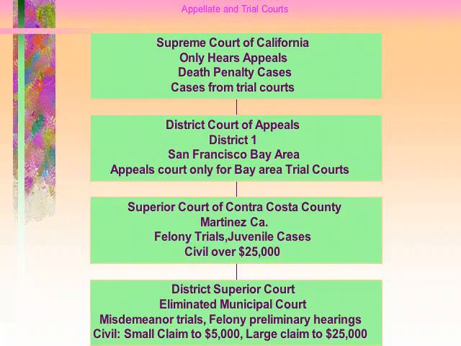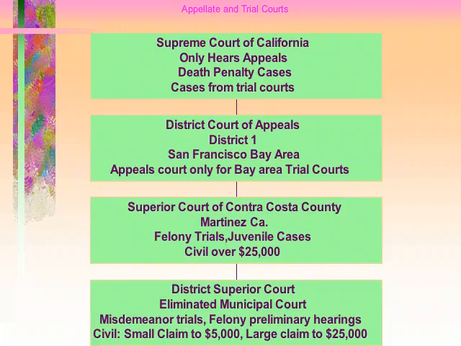Each county has a superior court. In Contra Costa, in Martinez, they handle felony trials, specifically the murder trials. They have a separate area, a little mini system within the Superior Court, that handles juvenile cases, and they handle civil cases over $25,000. Now, the Superior Courts are trial courts. They deal with questions of fact. They determine whether somebody is guilty or innocent.